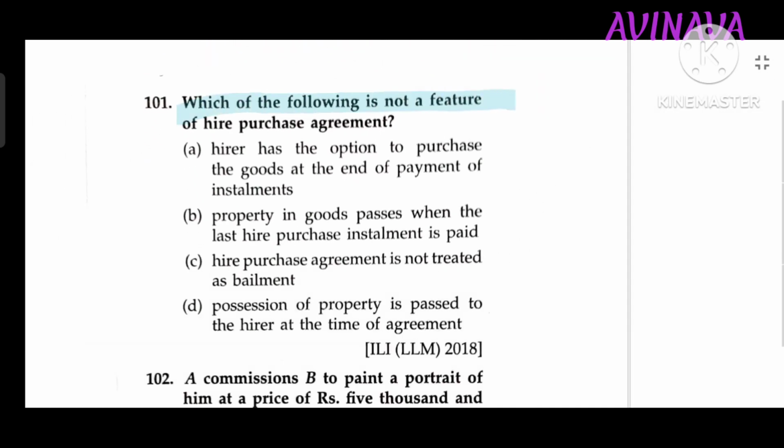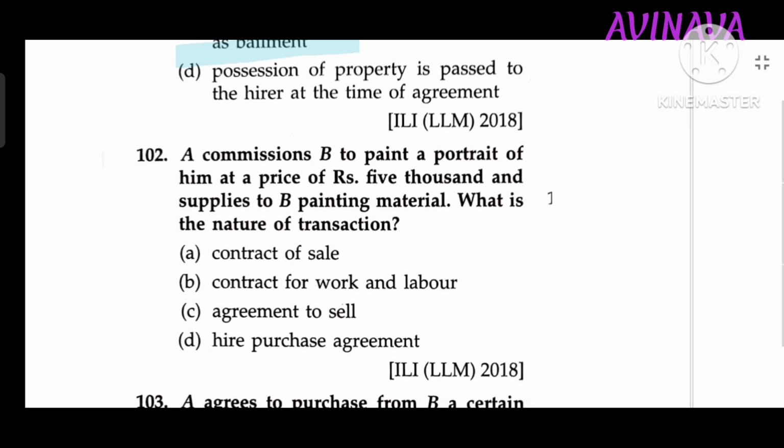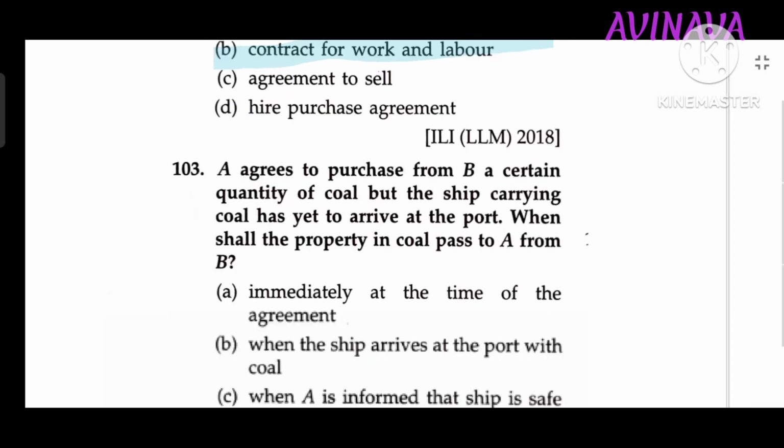Which one of the following is not a feature of a hire purchase agreement? A hire purchase agreement is not treated as bailment. A commissions B to paint a portrait of him at a price of 5,000 and supplies to B painting material. What is the nature of the transaction? Contract for work and labor.